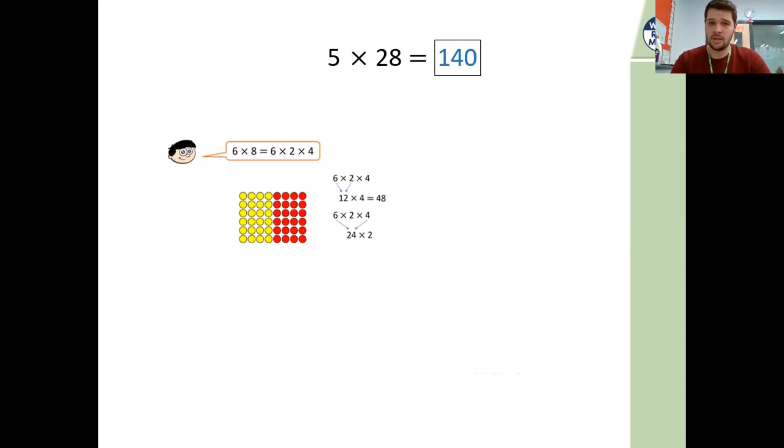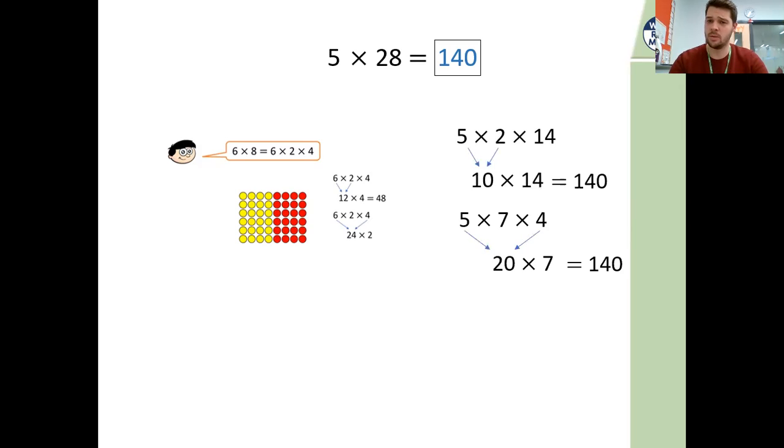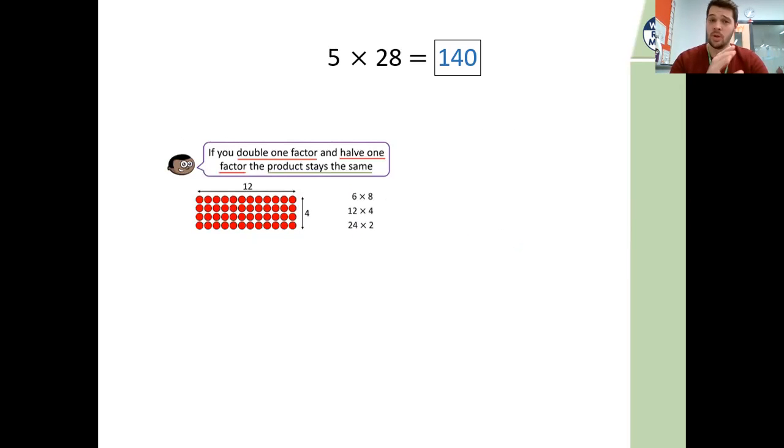We could use this method again. I'm going to bypass this for now. I think if you understand it, fantastic. If not, let's try and use the ones that are probably a little bit more simple. This one here, this was the person that doubled one side and halved the other. Halving 5 would be quite tricky. So why don't we double that?